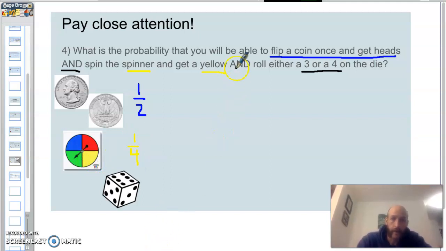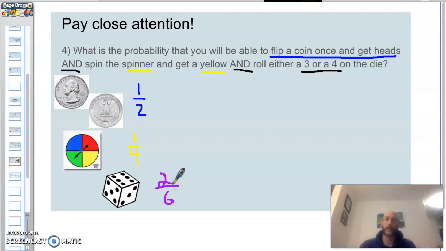And roll either a 3 or a 4. So this is where things change up a little bit. So I know on a die there are 6 possible outcomes: a 1, a 2, a 3, a 4, a 5, or a 6. How many 3s are there? There is 1 three. How many 4s? There is 1 four. So a 3 or a 4 means there are 2 things that work. So the probability of rolling a 3 or a 4 is 2 out of 6.